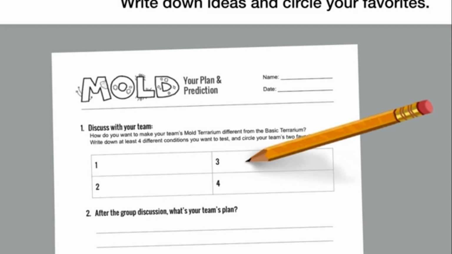Teams, discuss what you want to test. Write down ideas under question number 1 and circle your favorites. Once you get your team or partners, you'll want to come back to this section and replay this part so that you can fill this in together. It's pretty straightforward.